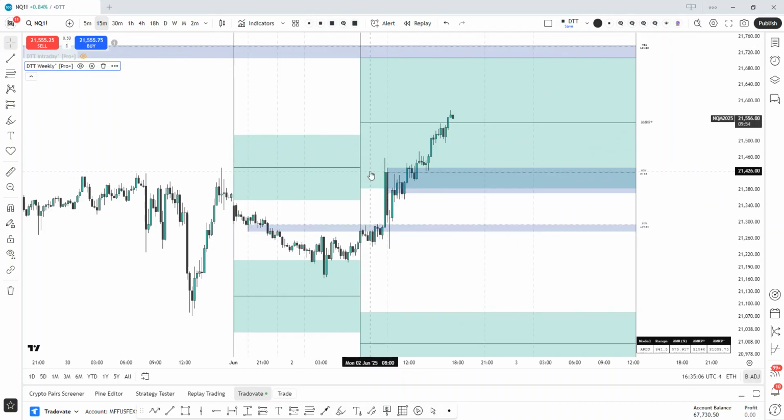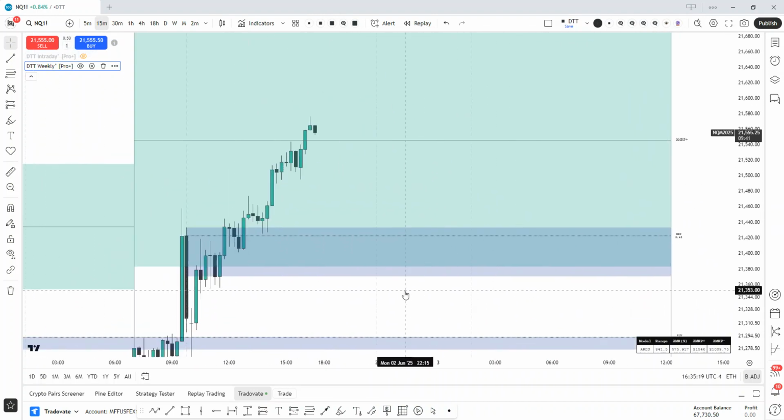Within the same time frame, we wicked back in, failed to close beneath, and ramped up higher. What I essentially looked for at that point in time was a confirmation that we were going to push up even higher.